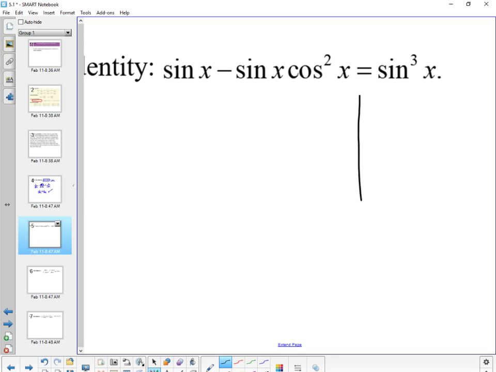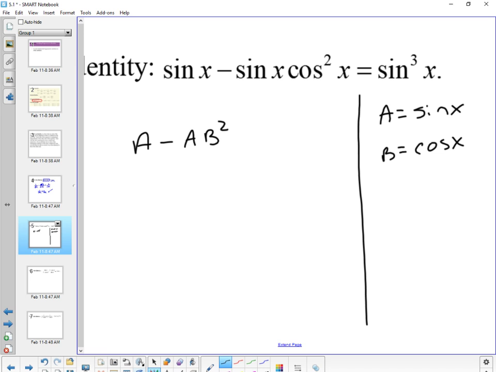I'm gonna use a math tool they call U substitution. Let A be equal to sine x, and B equal to cosine x. We're just gonna do some substituting. So every sine becomes A. This is gonna be A minus A B squared, and that equals A cubed. They both have A in common, don't they? Let's take A out. A times 1 minus B squared equals A cubed.